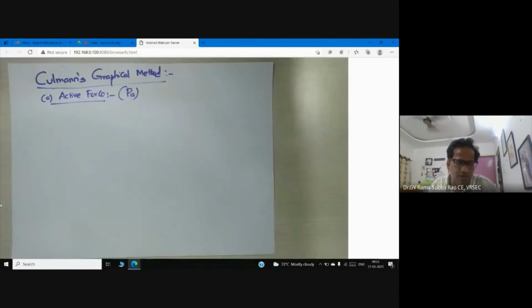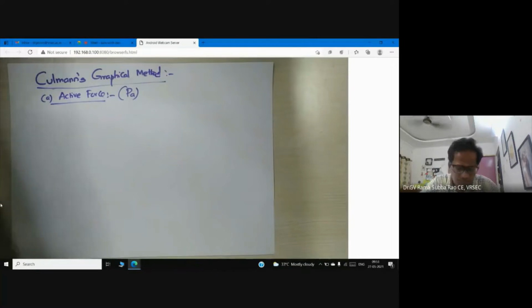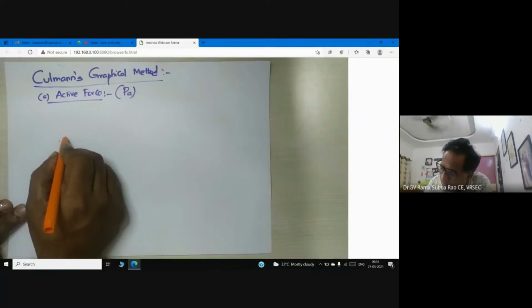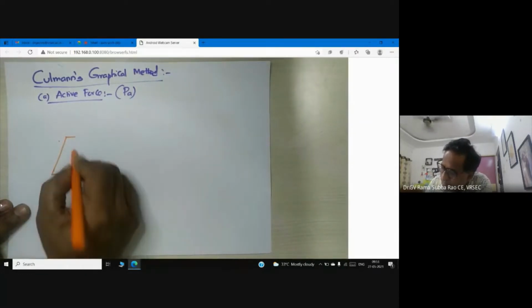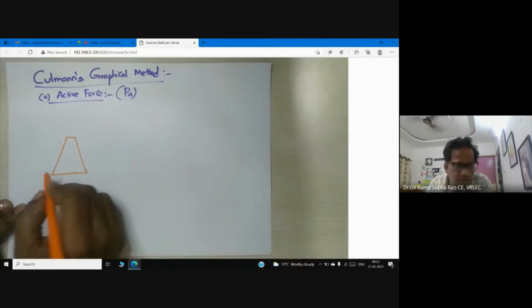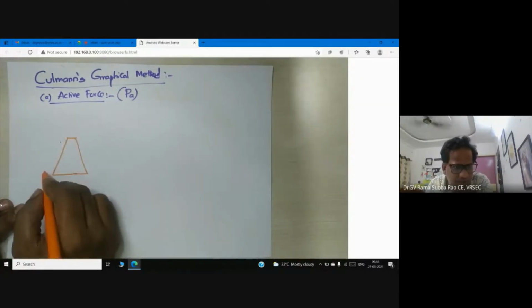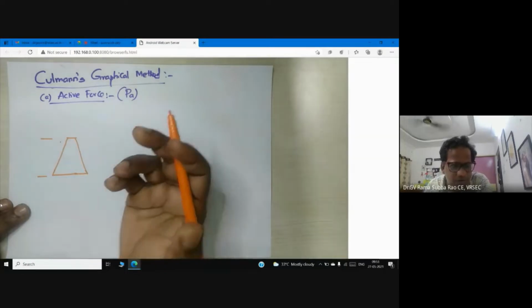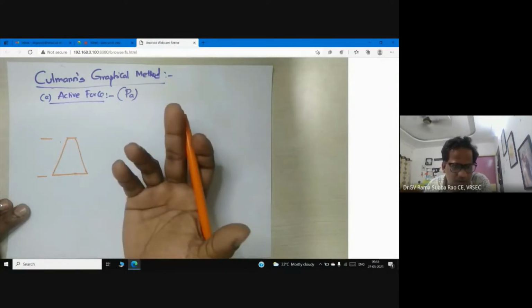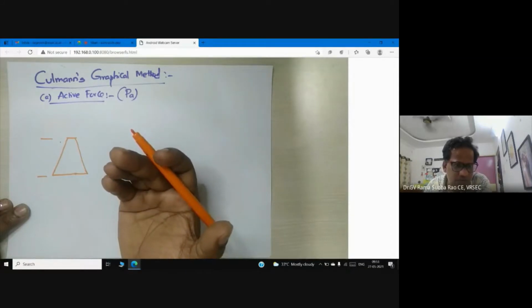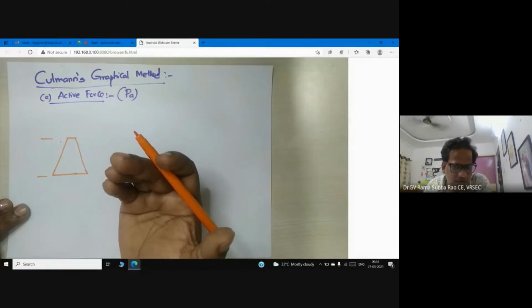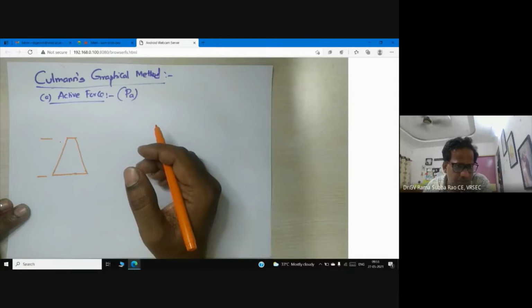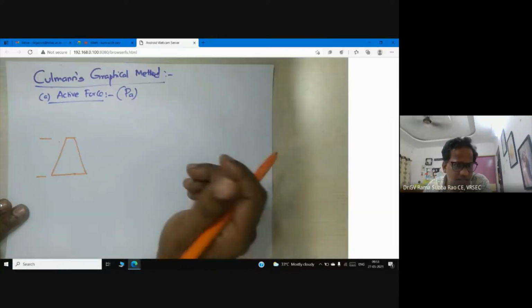Let me explain one by one. First, initially we need to draw the wall. Let me draw the wall to a suitable scale, because we cannot draw the entire height of the wall on paper, especially on graph sheet. That's why we select some scale. Many times we consider 1:100, that is, 1 meter on the ground equals 1 centimeter on the graph sheet. So we can take a suitable scale.